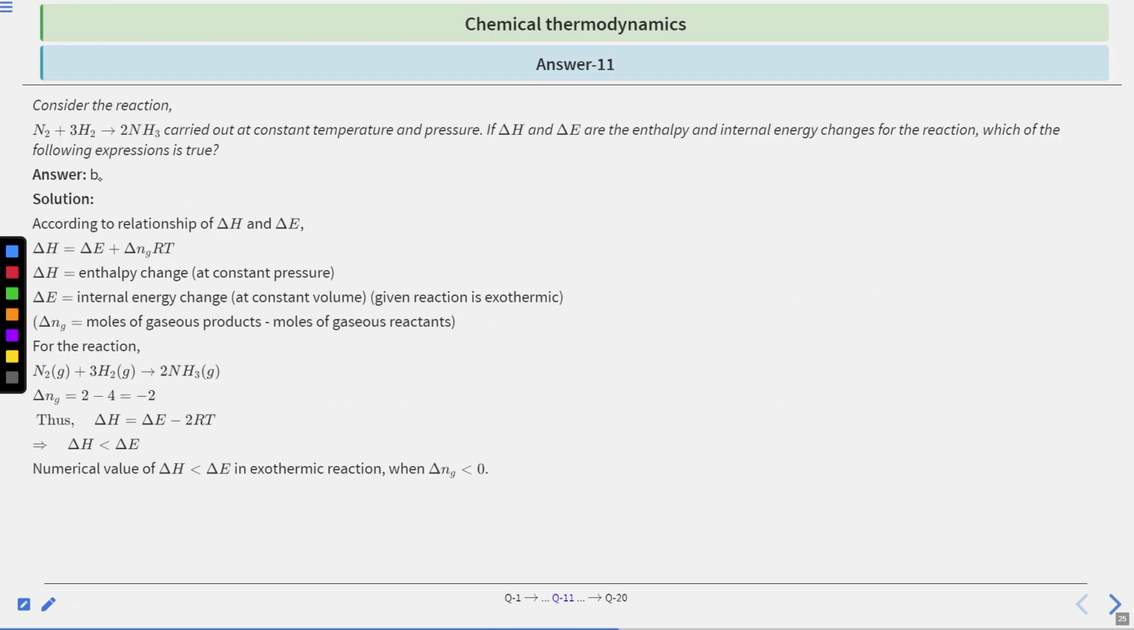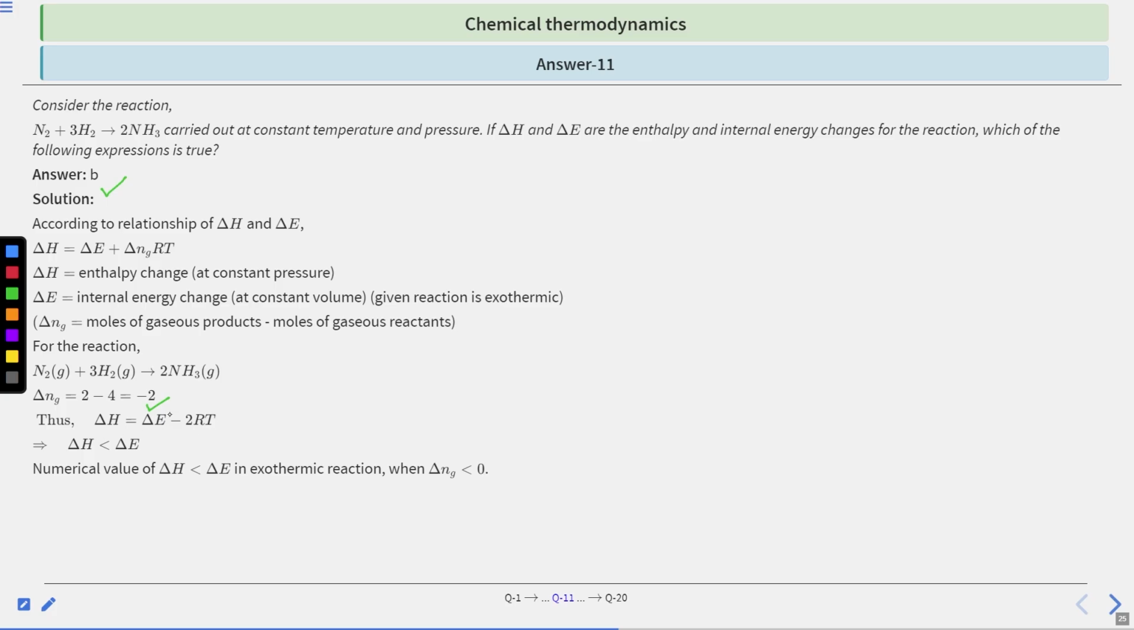Okay, so the correct answer will be option B. According to the relationship, del H equals del E plus del Ng RT, where del H is enthalpy change at constant pressure and del E is internal energy change at constant volume. We are given that the reaction is exothermic. Del Ng is moles of gaseous products minus moles of gaseous reactants. For the reaction N2 plus 3H2 gives 2NH3, del Ng is 2 minus 4, which is minus 2. Thus, del H will be del E minus 2 RT.